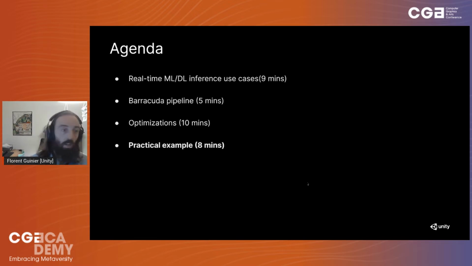So let's have a quick look at the agenda. First, we will take a look at various use cases, just an overview of the power of machine learning in a game engine, in a real-time 3D engine. What does it bring? Then we will look at the way we import the model, from Python to actually running on device. And once you have a neural network running on device, obviously you want it to run as fast as possible. That's going to be the third step, optimization. And in the end, we will look at a practical example.